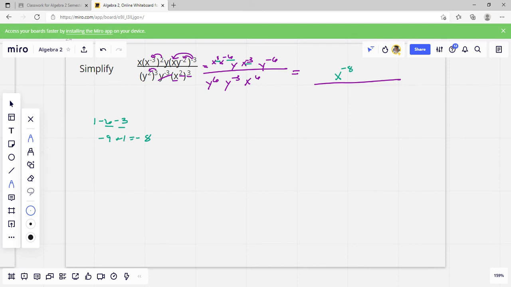Okay, now for my y's, so I've used all those. For my y's, that would be a 1, and that would be a negative 6. So I've got positive 1, negative 6. I owe $6. I pay back $1. Now I owe 5.